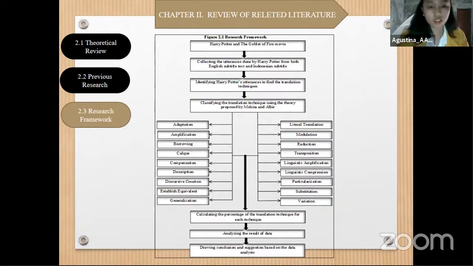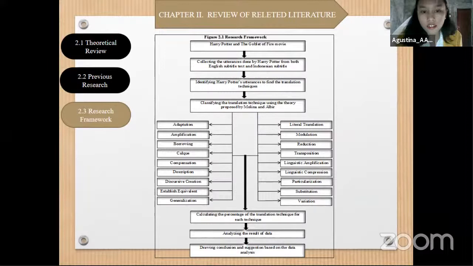As you can see, the research framework consists of the steps that will be carried out by the researcher in analyzing the translation technique used in translating the subtitle of Harry Potter and the Goblet of Fire. The first is, the researcher will watch the Harry Potter and the Goblet of Fire movie, collect the utterances done by Harry Potter from both the English subtitle text and the Indonesian subtitle, identify Harry Potter's utterances to find the translation technique, and classify the translation techniques using the theory by Molina and Albir, which consists of 18 translation techniques.